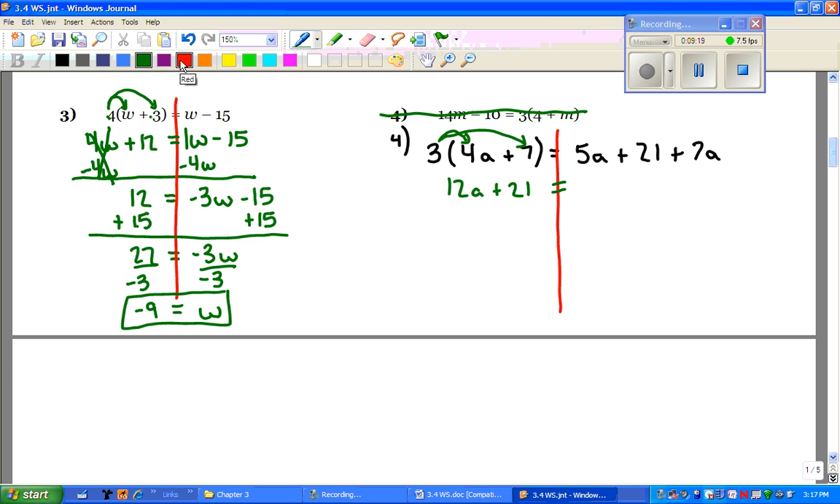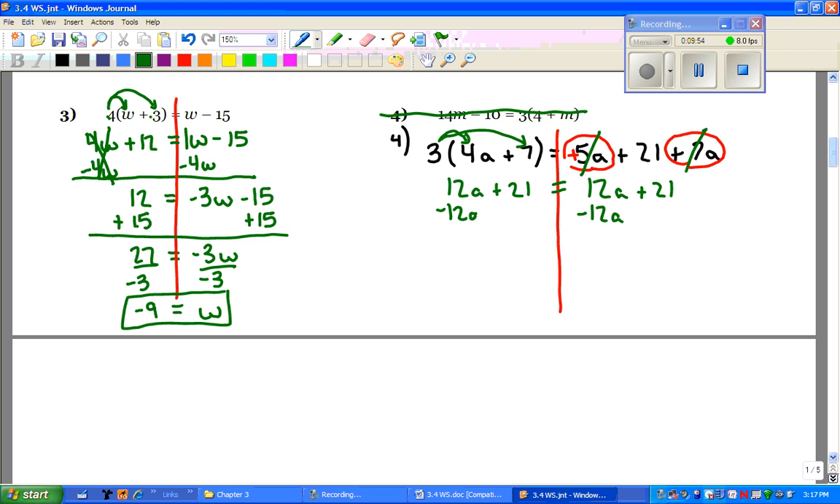Now, on this side over here, we can combine my like terms. I have a positive 5a, and I have a positive 7a. What is 5a's plus 7a's? We're going to end up with 12a here. Cross it off, and I bring down my 21. Right now, we should start recognizing that 12a plus 21 equals 12a plus 21. It looks like they're going to be very similar.